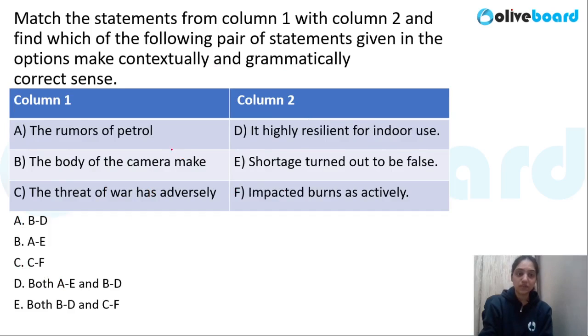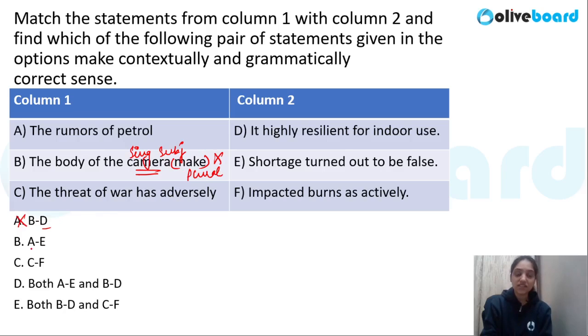Moving on to the second question. Option A says BD must be a pair. Let us verify. B says the body of the camera make and D says it highly resilient for indoor use. Now, camera here is a singular subject while make here is a plural verb. So, this causes subject verb disagreement, which means BD is grammatically incorrect and option A is negated.